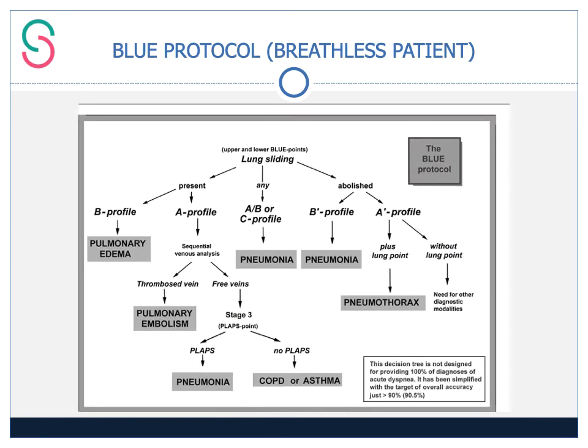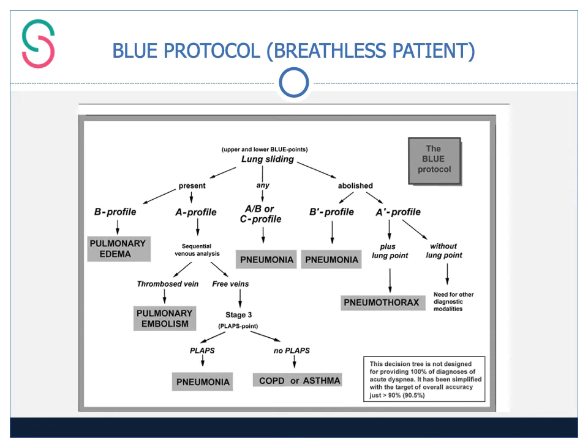So putting this all together, Lichtenstein devised a protocol to assess the breathless patient, and he called this the Blue Protocol. The Blue Protocol is an algorithmic way of deciding, with a fairly high degree of sensitivity and specificity, what the likely diagnosis in a breathless patient may be. And it starts with lung sliding. If lung sliding is present, you then need to define whether the patient has a B profile, which is a predominance of B lines, or an A profile, which is a predominance of A lines.